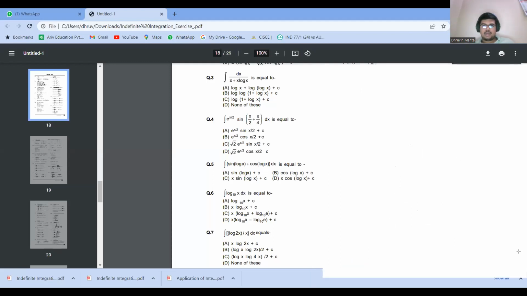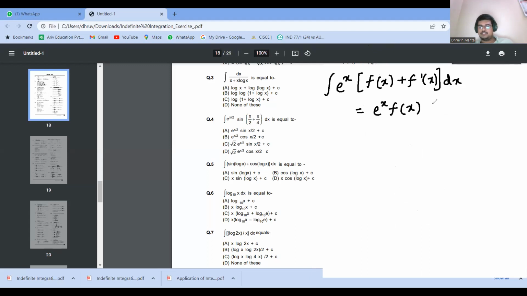Okay, so guys, one of the integration types which we have not yet discussed, हम उसका पहले formula देख लेते हैं. It's a super easy type, super easy. So the formula is integration e raised to x into f of x plus f dash x. If the question is of this format, then the answer to this is directly e raised to x into f of x plus c.